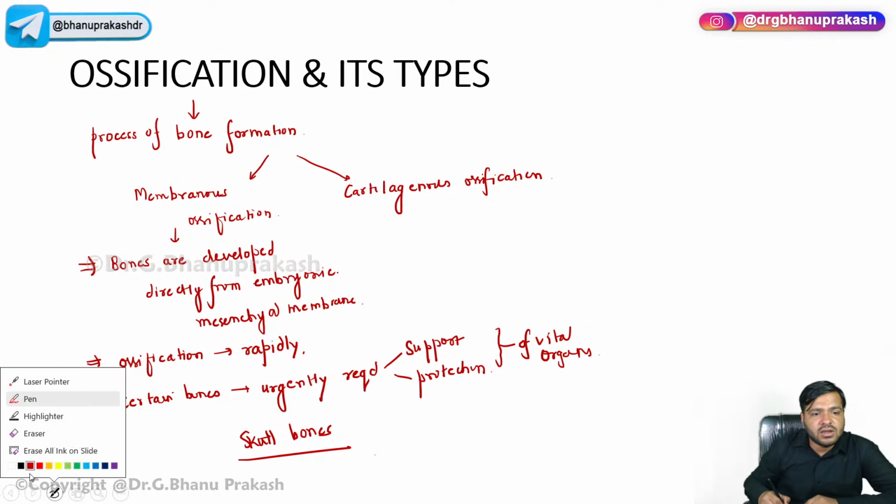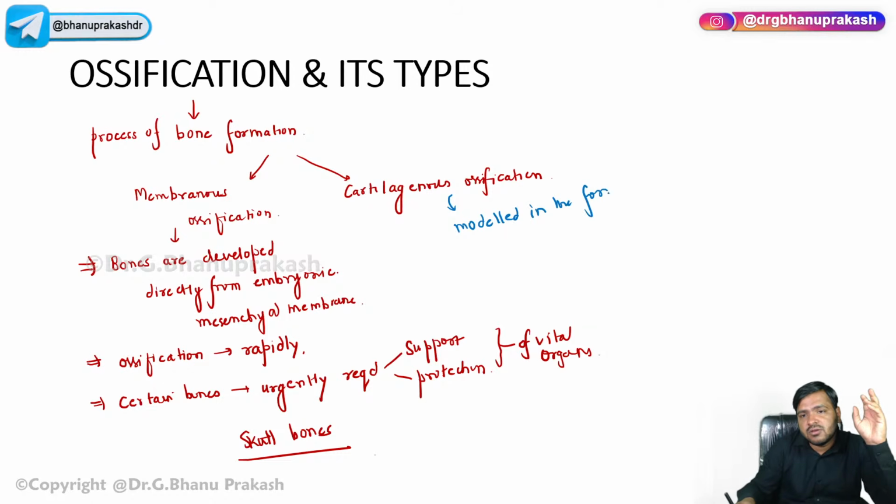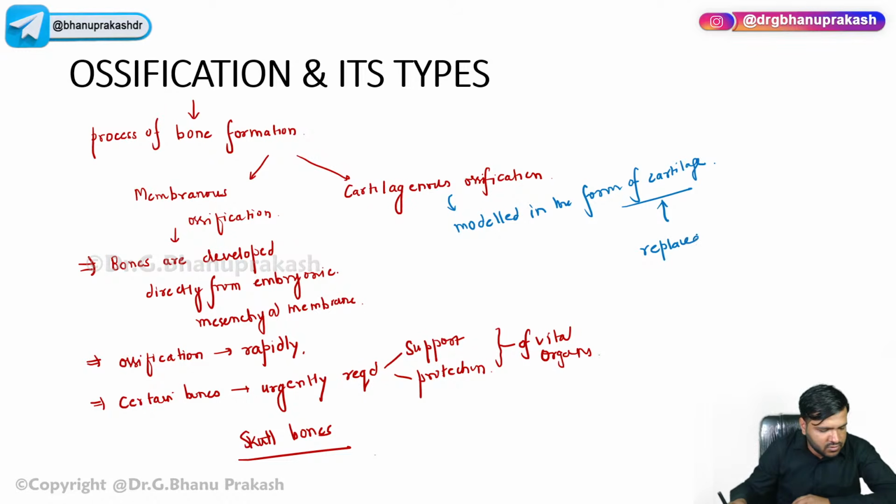When we talk about the cartilaginous ossification, remember, in the cartilaginous ossification, the bones are first modeled in the form of cartilage, and this cartilage is replaced by bone tissue.